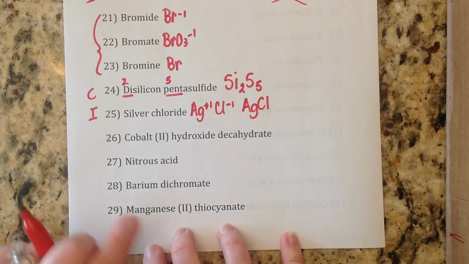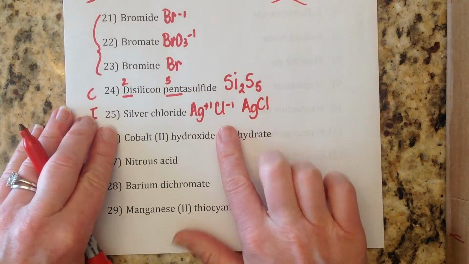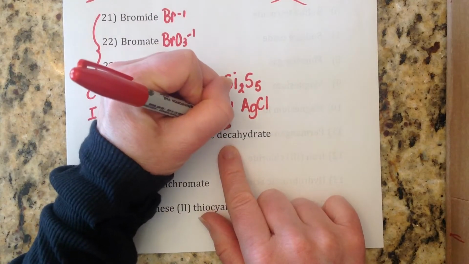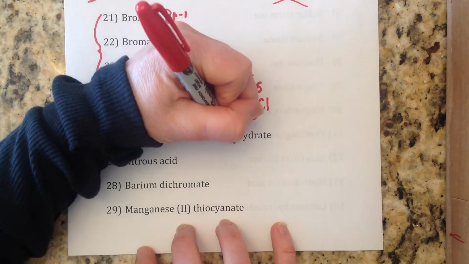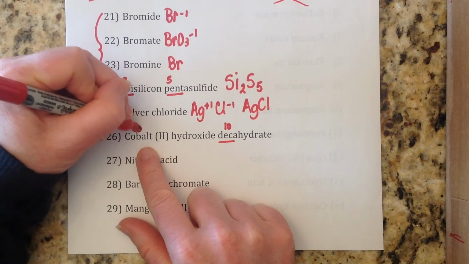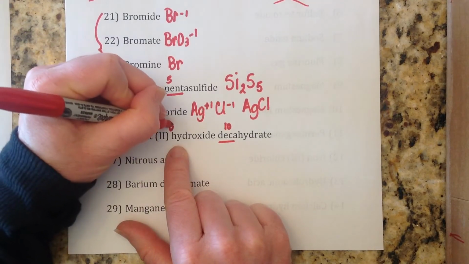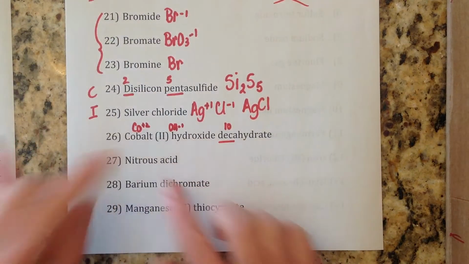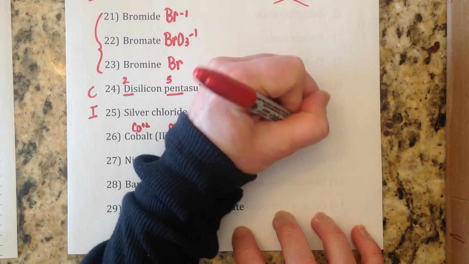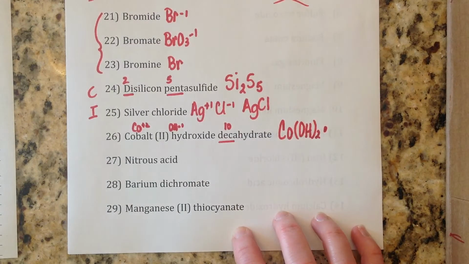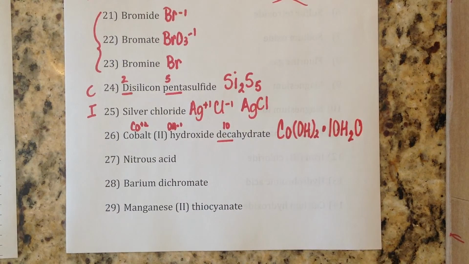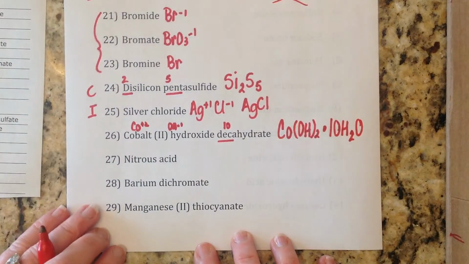Number 26, I see I have a hydrate. So I know the first part of this name is going to be an ionic compound, and the second part is going to notate that I have 10 waters, and that comes from that deca. There's going to be a fat dot in the middle. So they're telling me right here this is cobalt 2. I know that hydroxide is OH minus 1. So I'm going to crisscross those, and that's going to give me Co(OH)2, dot, 10 H2O. That's it. Okay, got just a couple more.